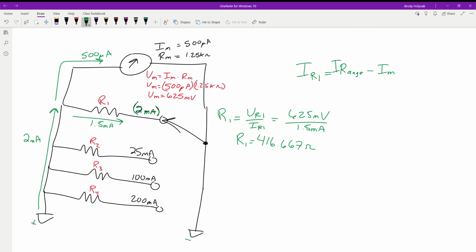Could you have a resistor that's bigger than the 1.25K, or is that going to really mess up your circuit? If you have a resistor bigger than that, you're going to get more current going in the meter's direction, which you don't want. So you have to keep your shunt resistor smaller than the meter's resistance? Yep.